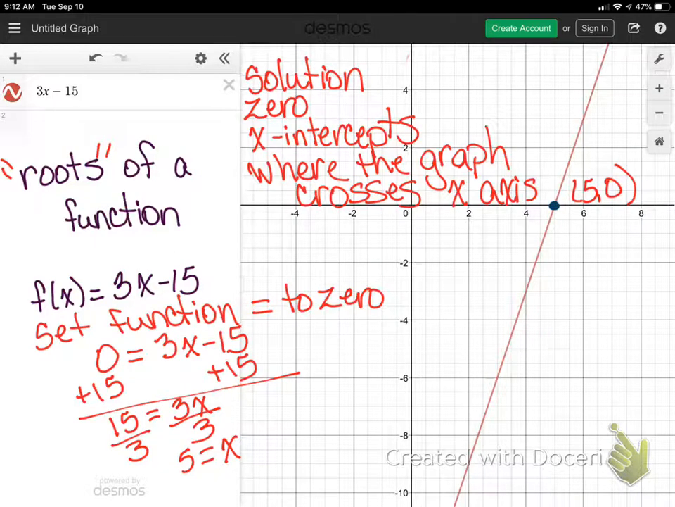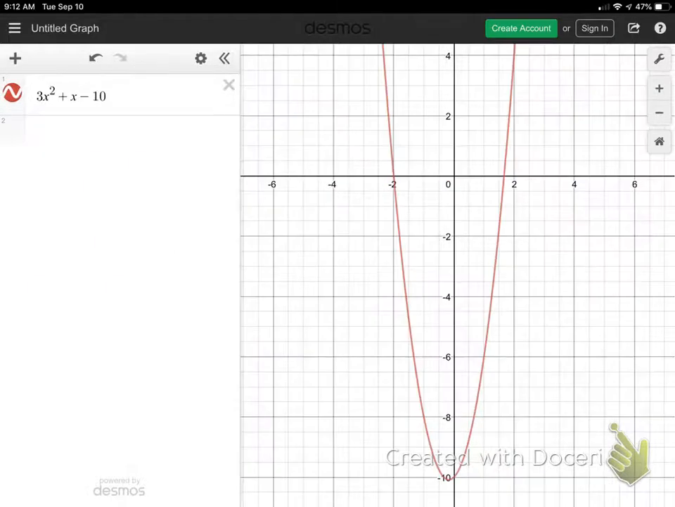We plug 0 in for y. Now we can do this for any type of function. We can do it for any type of function. Here, I have a quadratic. This is f of x equals 3x squared plus x minus 10. I want to find this value, and I want to find this value.